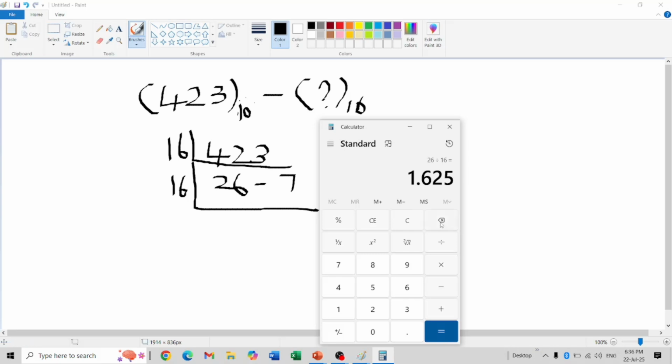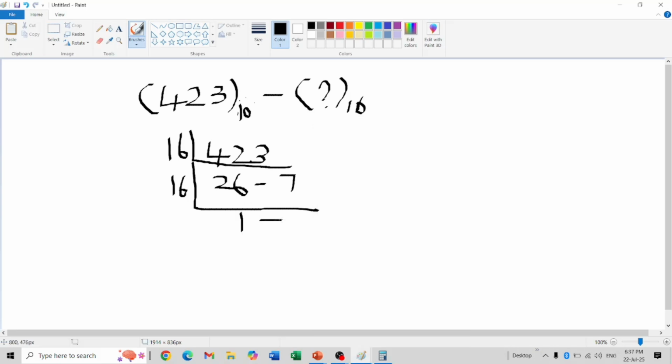26 divided by 16. What is the answer? 1.625. So again here 1 into 16. That no need to do it. So 1 into 16, and what is the remainder? 26 minus 16 is what? 10. So 10 we are not going to write it. Instead of 10 in hexadecimal, what I told you, A you have to write, the capital letter A.